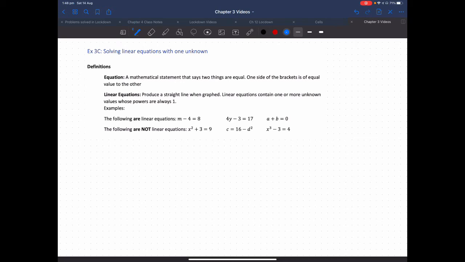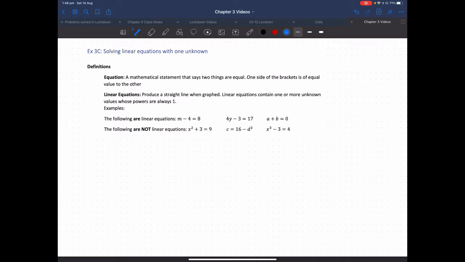In this exercise, we'll be looking at solving linear equations with one unknown. What do we mean by that? A linear equation is something where the variables involved are to the power of 1.